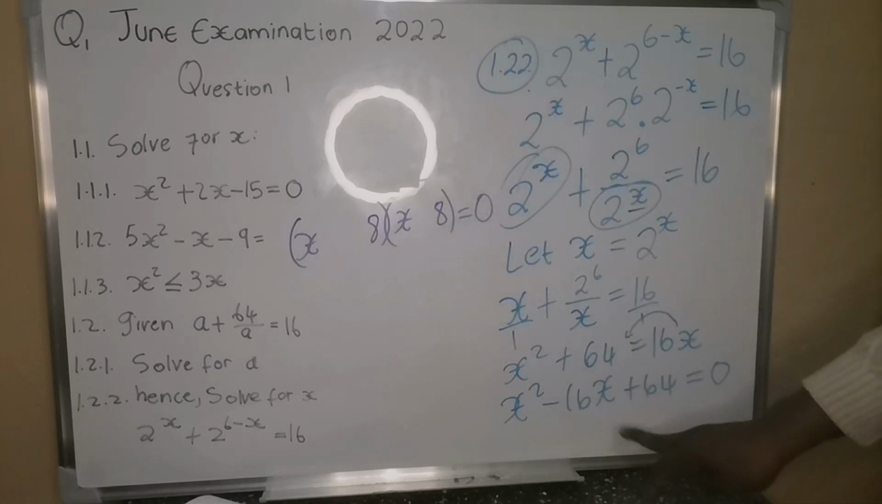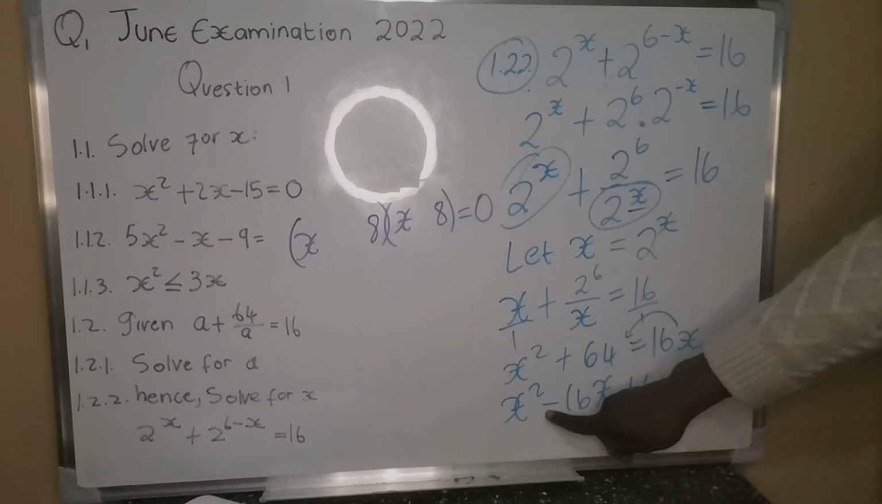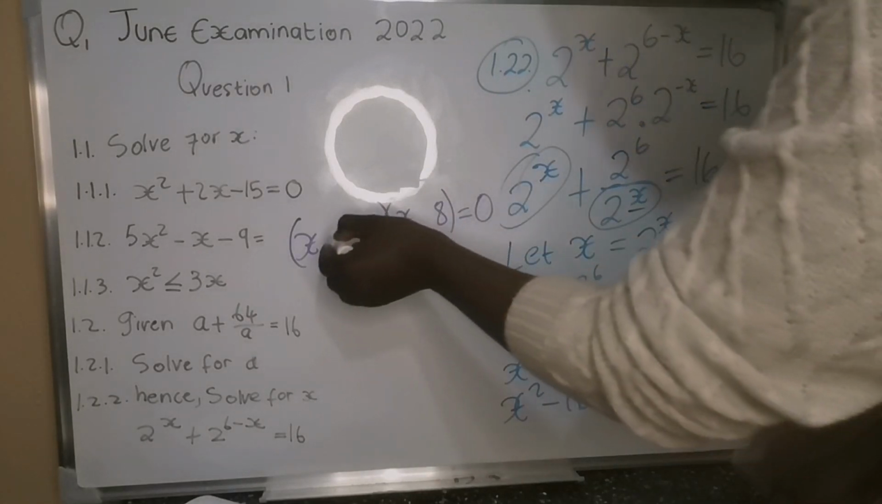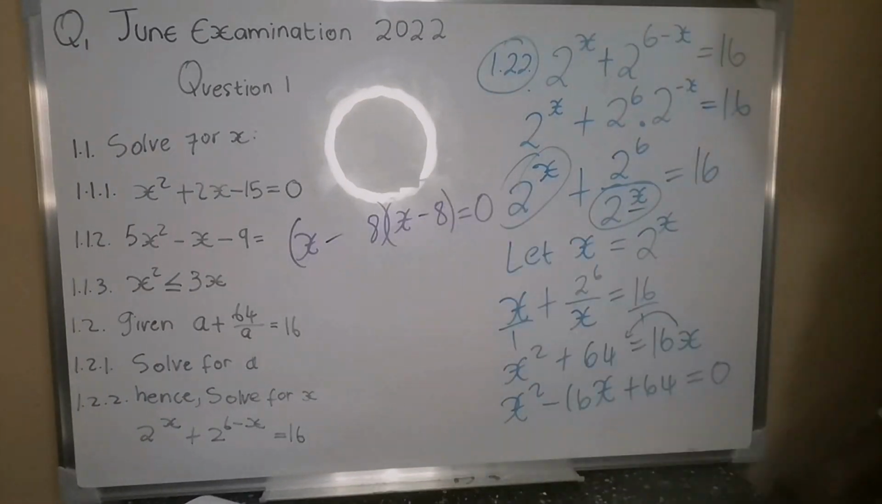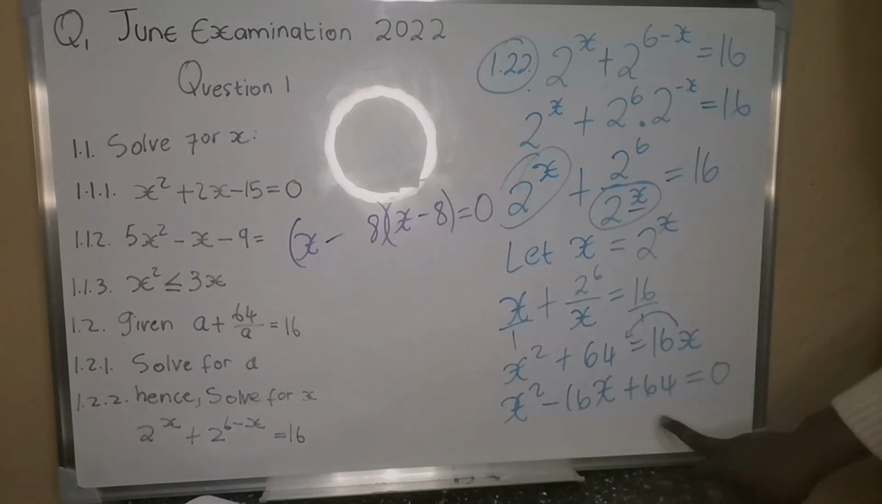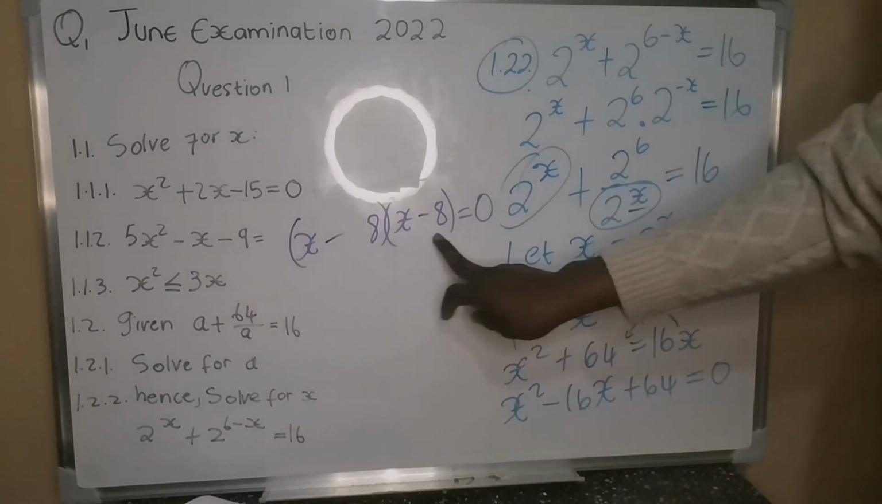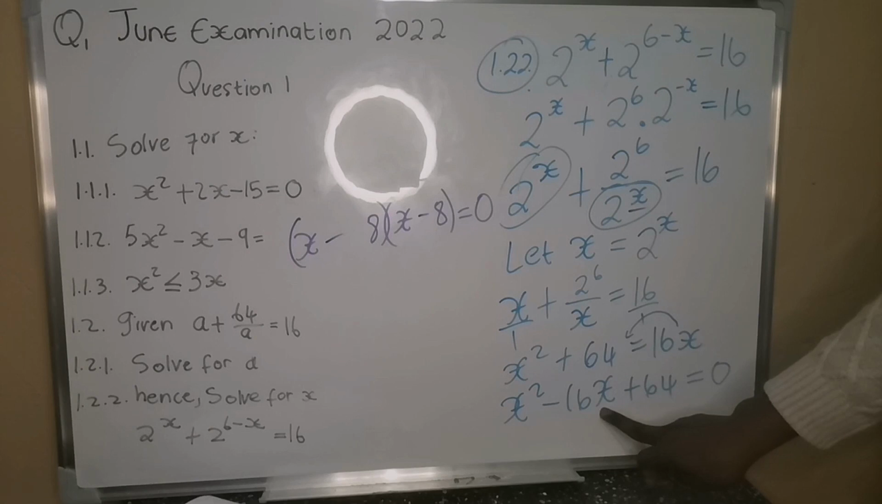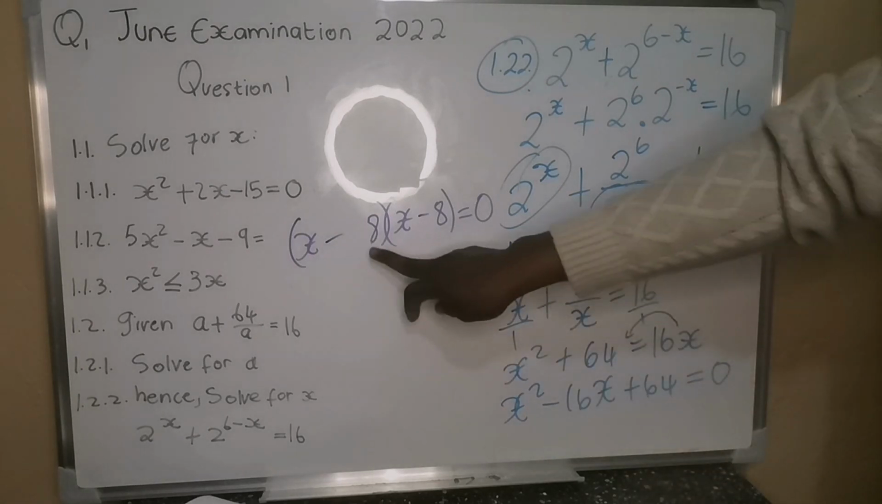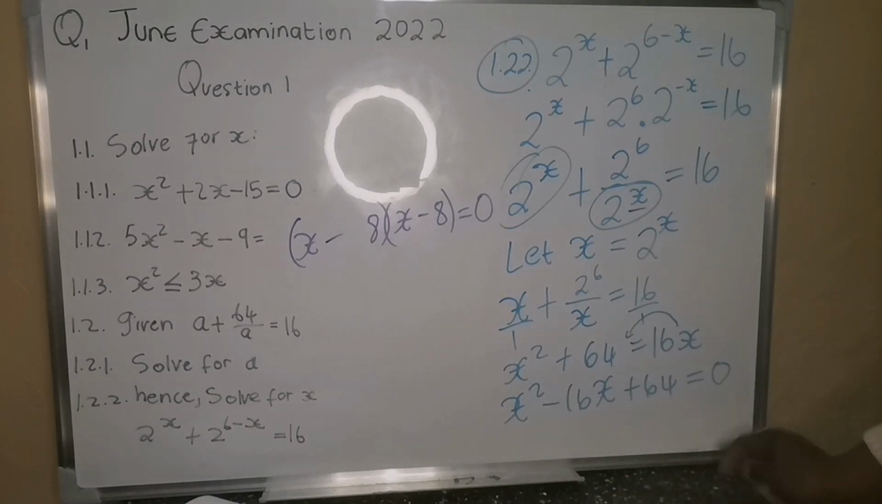But for the signs, the bigger number takes the sign of the middle term. That's why we have a negative sign in the middle. Which one between 8 and 8 is bigger? They're the same, so they're going to carry the same signs. Negative 8 times negative 8 is positive 64, and negative 8 plus negative 8 is negative 16.